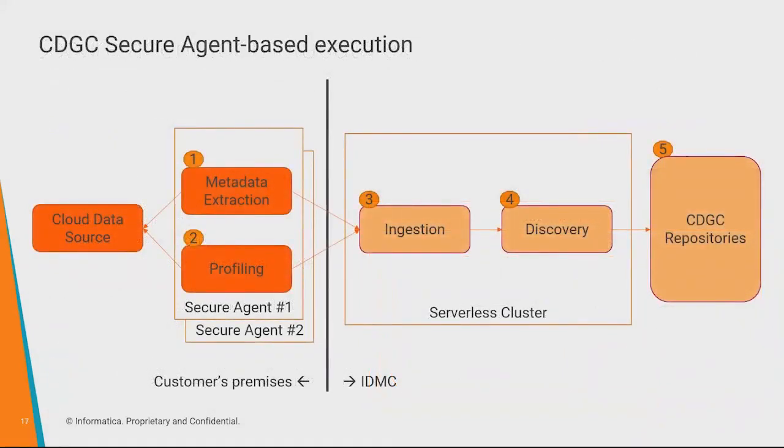Here are the Secure Agent based execution steps. If we take an example of a cloud data source, it does the metadata extraction as step 1, and the profiling as step 2, with it being agent 1 or 2, etc. It then goes through an ingestion layer on the IDMC platform, which passes through the discovery process, and storage is done in the Cloud Data Governance and Catalog repositories.